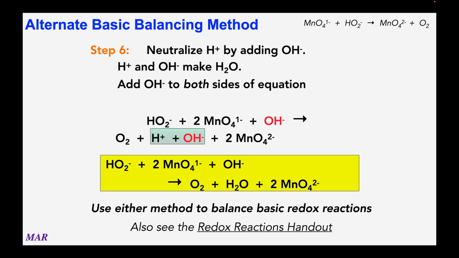So you can see that down there in the bottom, all of a sudden the water popped in. That's the H plus OH minus. But there's still a hydroxide on the reactant side, because remember, you add it to one side, you have to add it to both sides. So the final reaction, HO2 minus plus 2 permanganate plus hydroxide, goes to oxygen plus water plus 2 manganates.